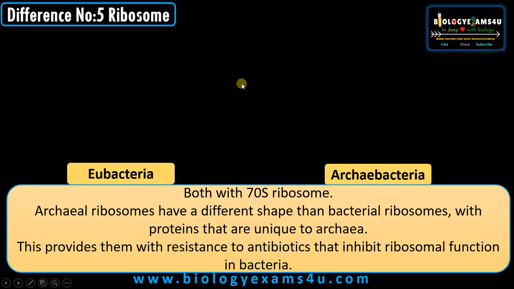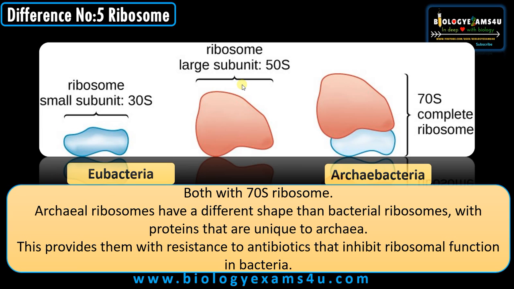Difference number 5 regarding ribosome. In the case of both Eubacteria and Archaebacteria, both have 70S ribosome, made up of a small subunit of 30S and a large subunit of 50S, forming a complete 70S ribosome. But archaeal ribosomes have a different shape than eubacterial ribosomes, with different protein composition, making it unique. Therefore, archaeal ribosomes are resistant to antibiotics that inhibit ribosomal function in Eubacteria.